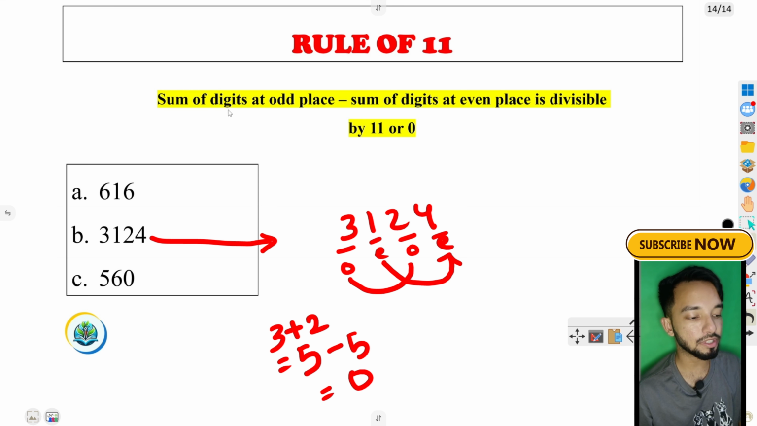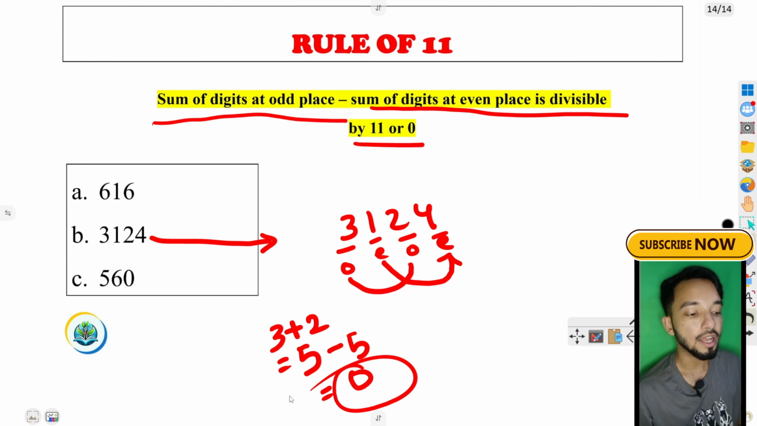So what does the rule say? After summing the digits at odd places, subtract from it the sum of the digits at even places. If the result is divisible by 11 or it's equal to 0, then the number is divisible by 11. As in this case, it's equal to 0 and the number is divisible by 11. So this number will be divisible by 11.